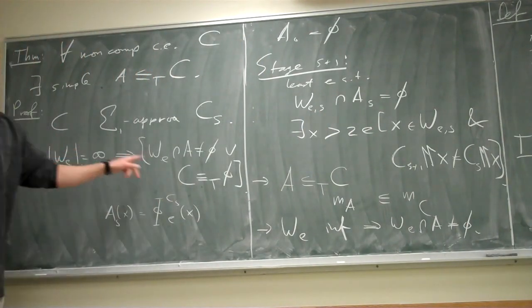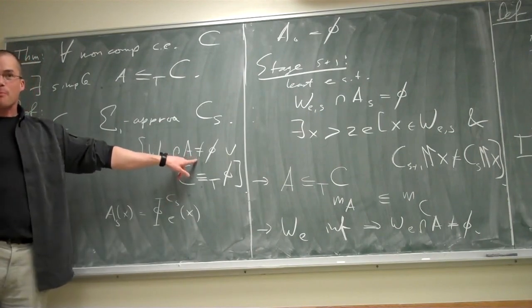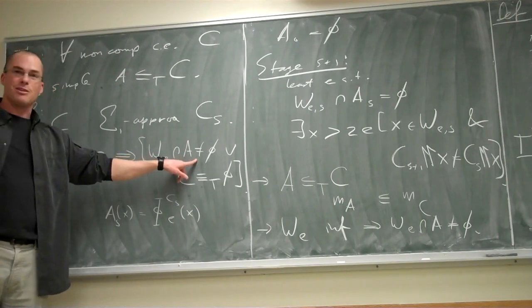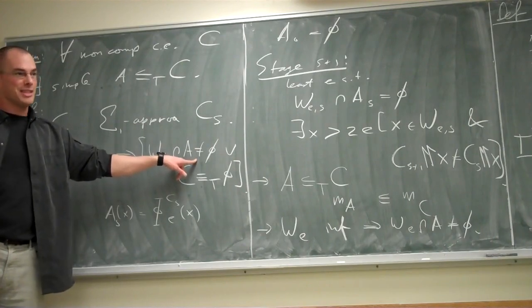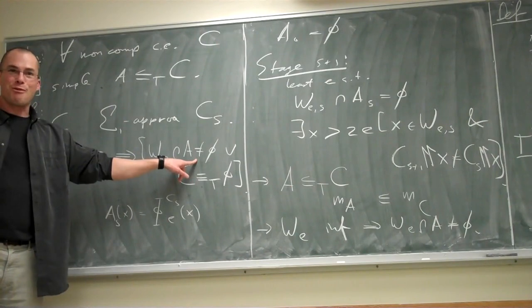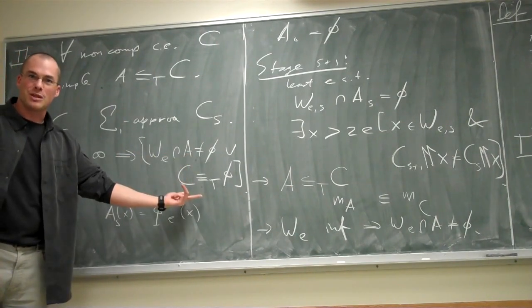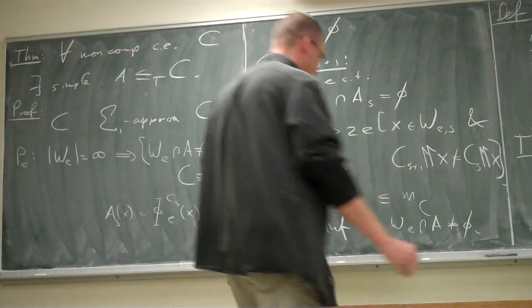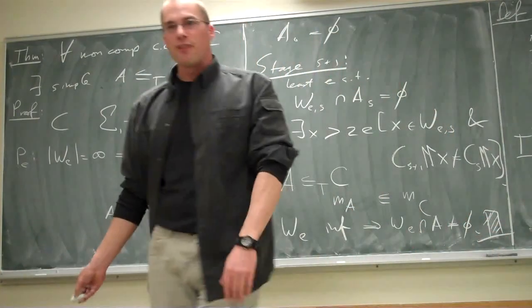So I exactly argued this, right? If it's infinite, but this is empty, then for sufficiently large values, we will never get permission to enter into A. If you don't get permission, it means C has already stabilized. And if you can compute a time when C has stabilized, then you can compute C. Proof.